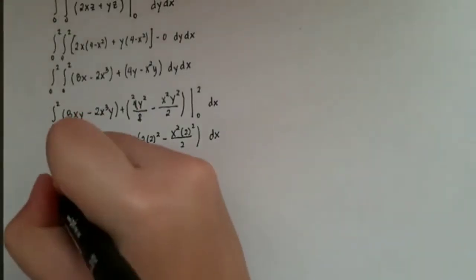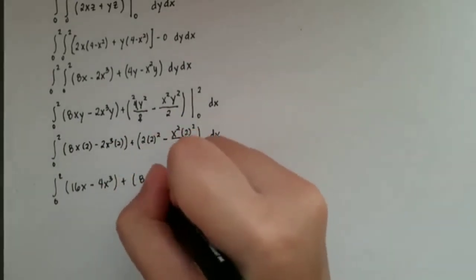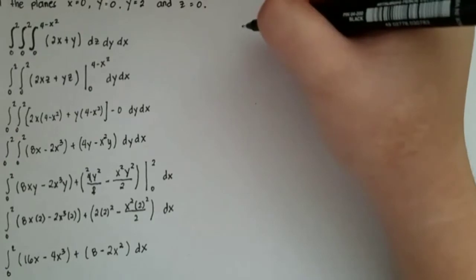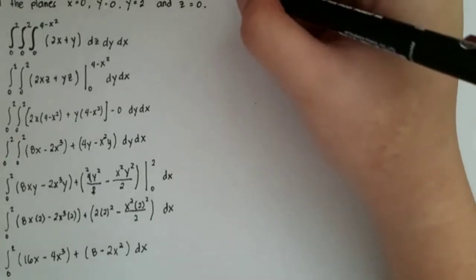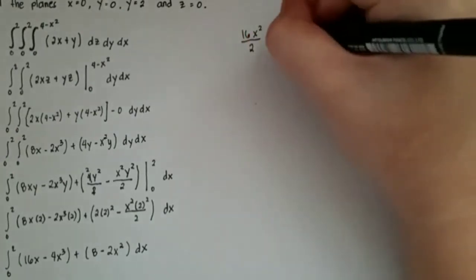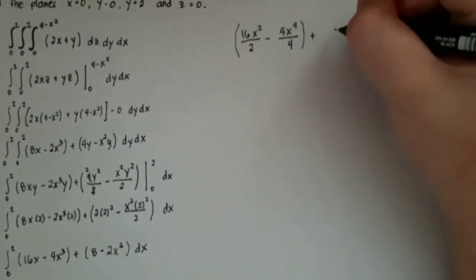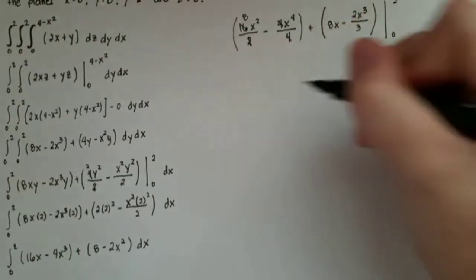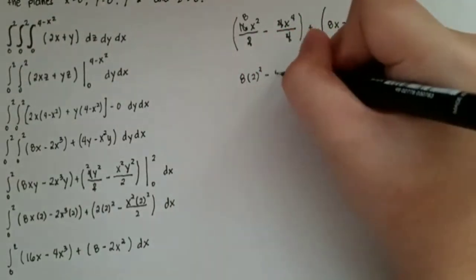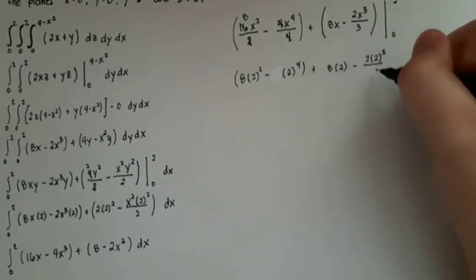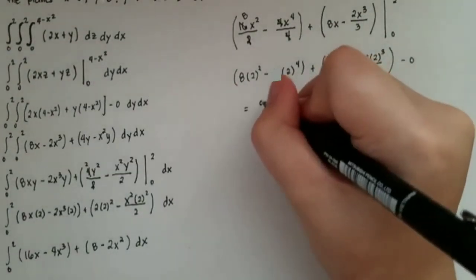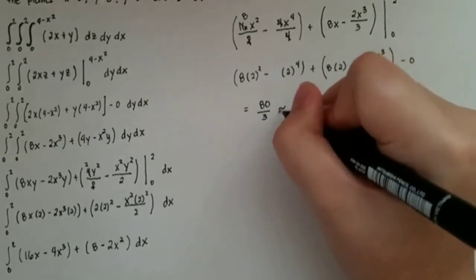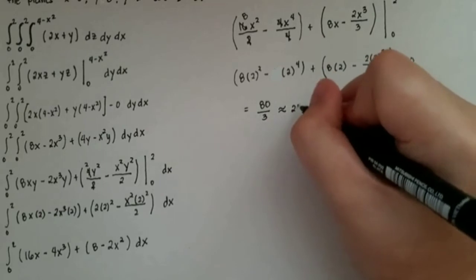So now we have. And finally, let's integrate with respect to x. And by applying the limits, we get the final answer, which is 80/3 or approximately equal to 26.67.